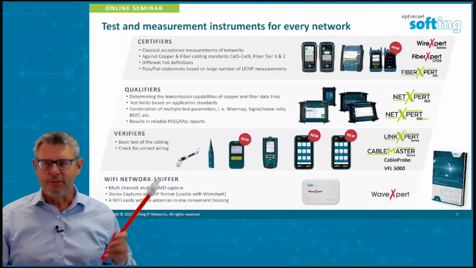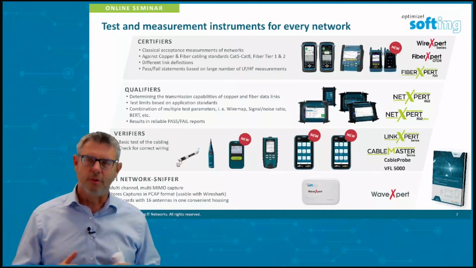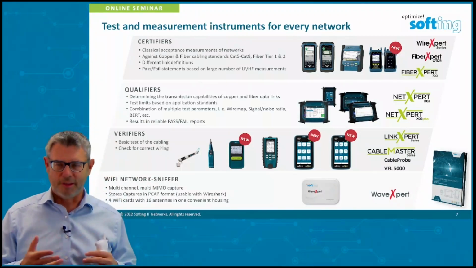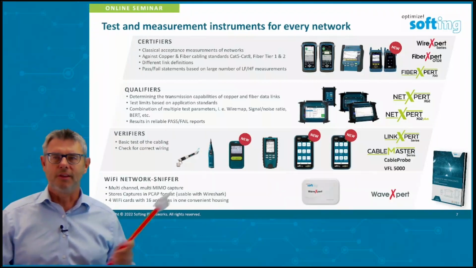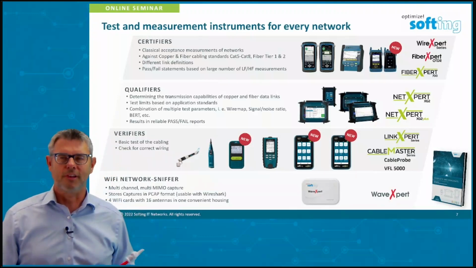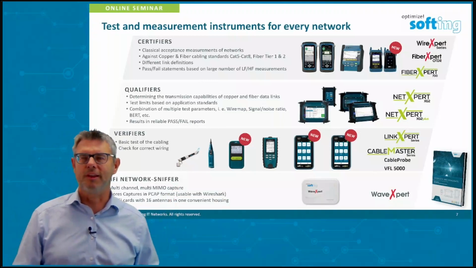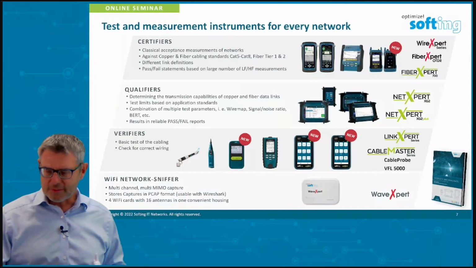Then we have qualifiers. Qualifiers also determine the transmission quality of a transmission line, by doing this with an application control mechanism, doing it with Ethernet control. And we have the beginners level, let's say, the verifiers, just to check, for example, for proper wire map, or on the fiber optic part to give some visible light indication of cable breaks and so on. Okay, quick look at the instruments.